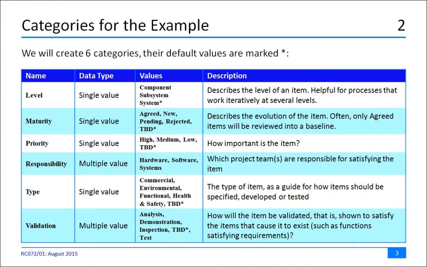We will create the 6 category codes shown in this table. They will be used in the item types that we create for our example project. These categories are applicable to most agile and phase-based systems engineering processes. You may decide to use them in your own projects.